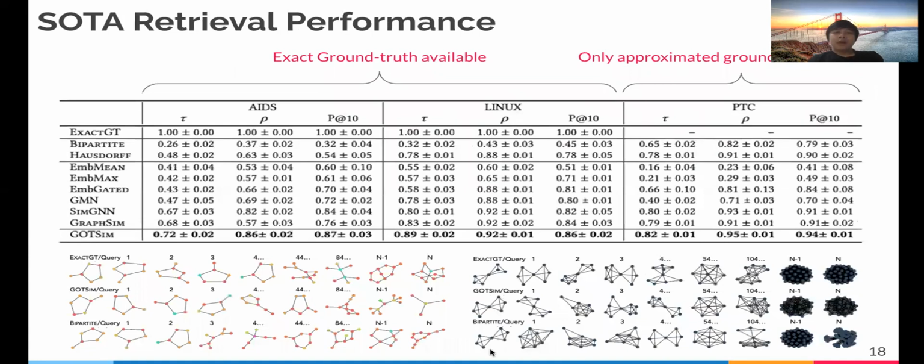So similarly, our method outperforms other methods in the graph retrieval and ranking task in all of the correlation and precision metrics. And we can see some examples of sample queries and their top K results. Essentially, our method retrieves graphs that are very similar to the graphs retrieved by the A-star algorithm in this example.